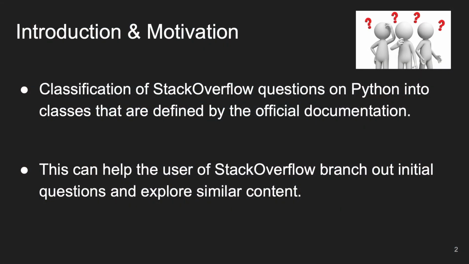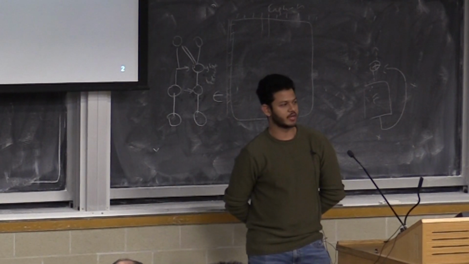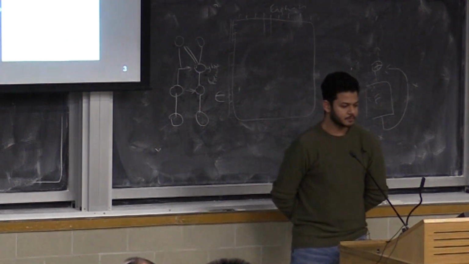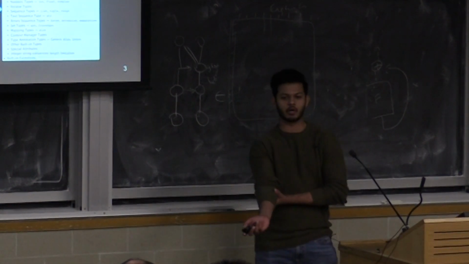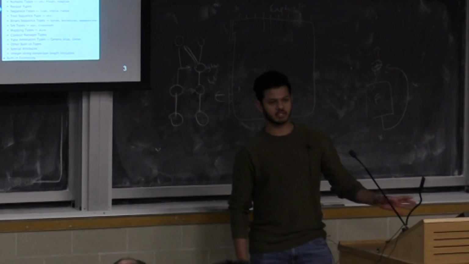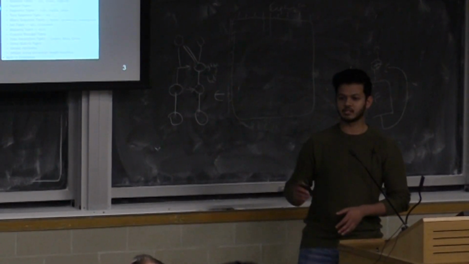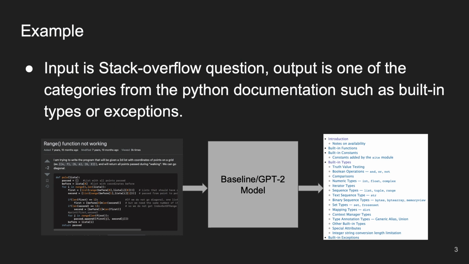Our project is to classify Stack Overflow questions on Python into classes defined by the Python documentation. This can help users on Stack Overflow navigate to questions that are similar to the initial question asked by the user. A basic example of how our model works: we take a question from Stack Overflow, pre-process it, input it into our model, and it gives us a label that is defined by the documentation.